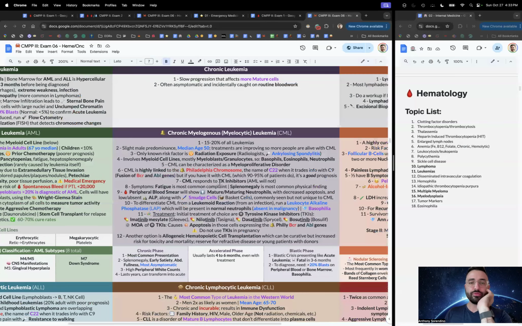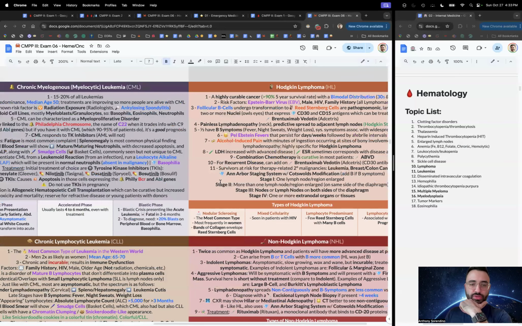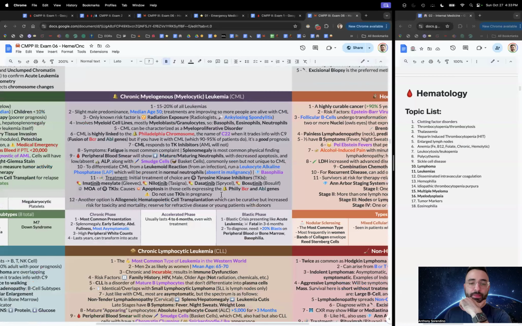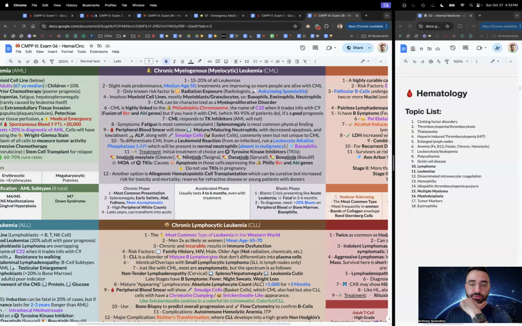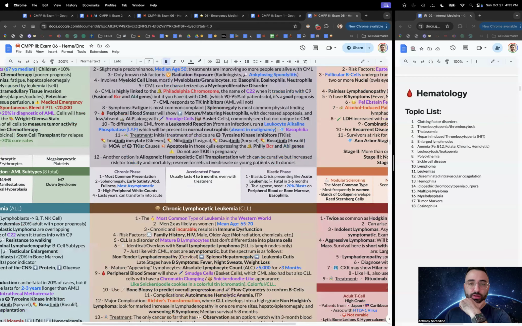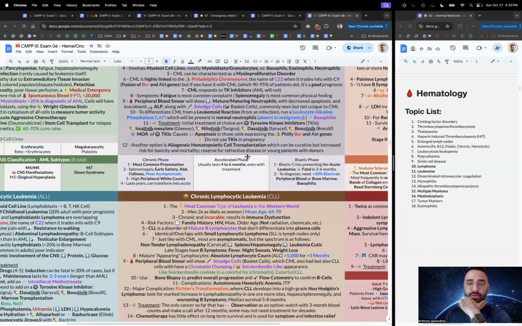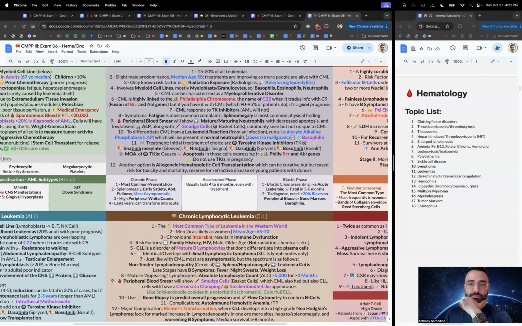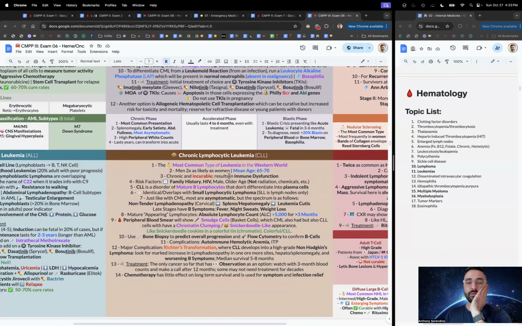All right. So moving on to CML. So this is the Philadelphia chromosome one. You're going to see smudge and basket cells. However, you see that for all chronic leukemias. You see smudge cells because you see them down here as well. Same thing in terms of the ALL with these tyrosine kinase inhibitors. And then CLL is going to be the most common type of leukemia in the Western world.